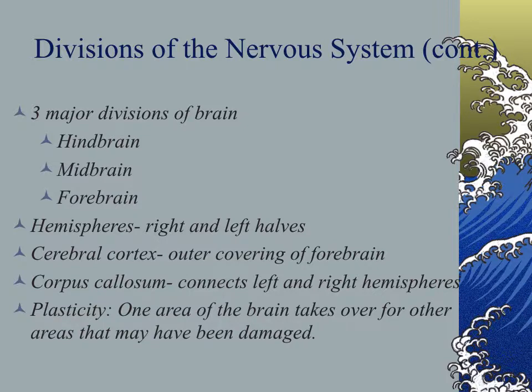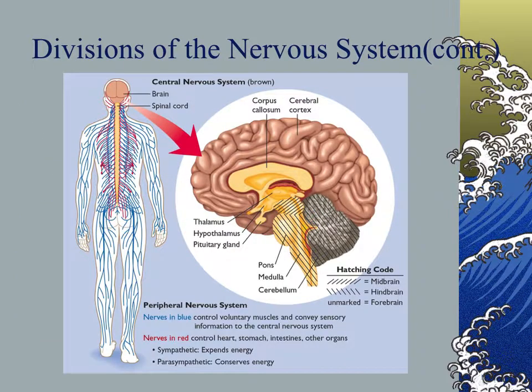The idea of plasticity is that one area of the brain may take over functions, maybe in that cortex area that was relegated for vision. If that's damaged, other areas might start to detect visual stimuli, which is kind of cool. So as I said before, the corpus callosum is there under the cerebral cortex at the top, which is the newest, if you will, part.